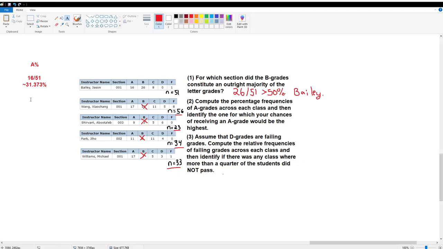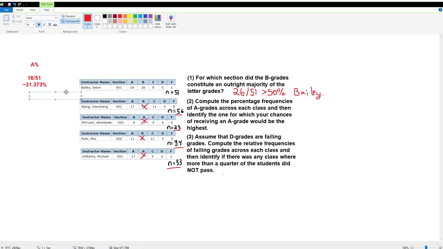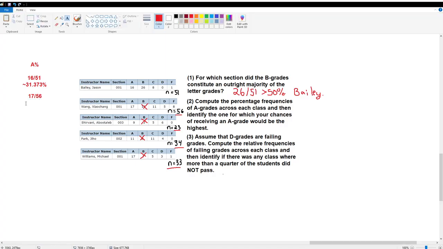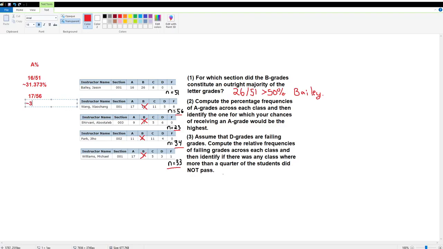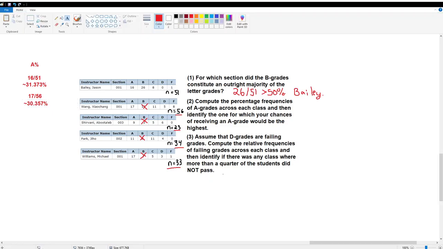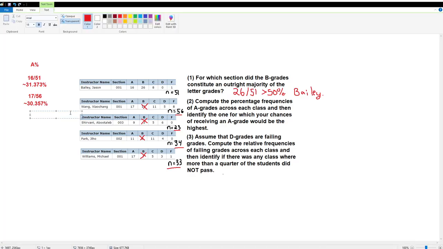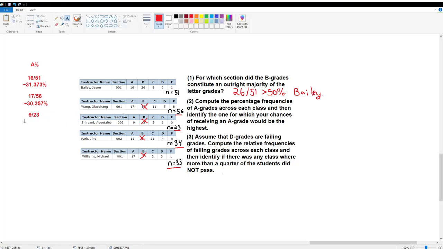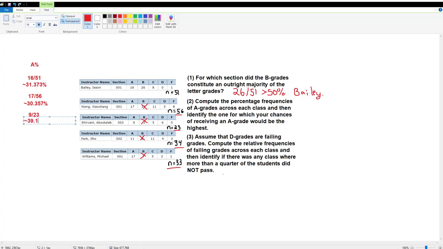For our next section, we have a total of 56 students, and there are 17 A's, so 17 out of 56. And in that case, that's going to come out to be about 30.357%. For our third section, we have a total of 23 students, and we have 9 A's, so that's 9 out of 23, which is going to come out to be about 39.130%.